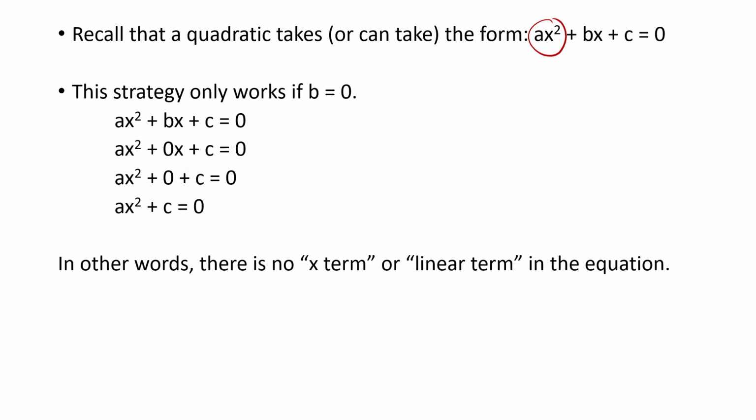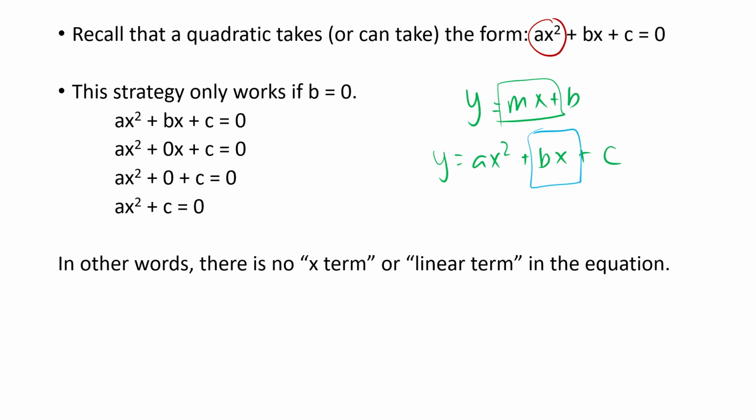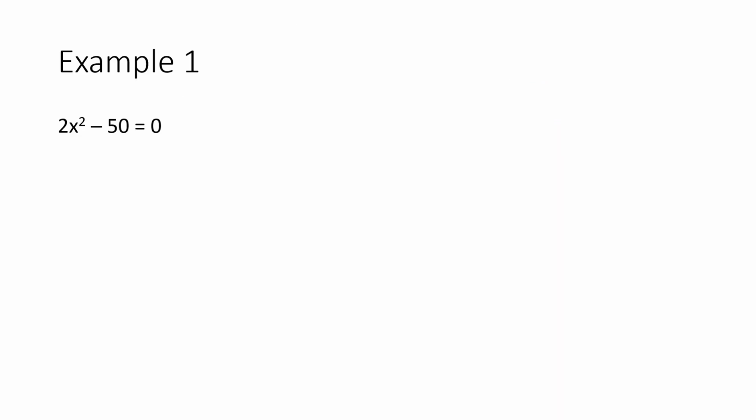When we're talking about lines, we talk about that mx plus b, that's the linear term, and when you get to your quadratics, we change what we're using to represent the number part, but that's the linear term. So you might hear that as well. So this strategy has a very narrow application. It's only going to work if you don't see anything attached to an x. So the x term or the linear term is absent. You can see an x squared, and you can see a constant, but not an x.